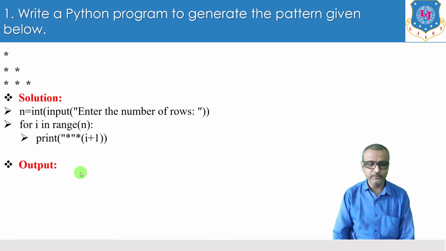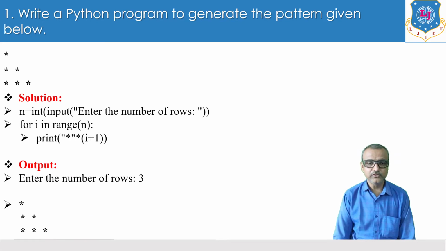So here is the output. Enter the number of rows. See, the number of rows is 3. So what will be the output? In the first row we will have 1 star. In the second row we will have 2 stars. And in the third row we will have 3 stars. Now I will show you the output of this program in PyCharm.